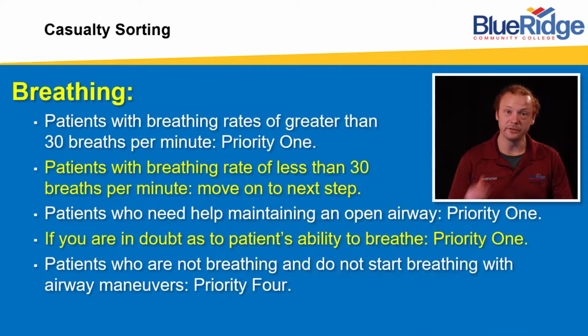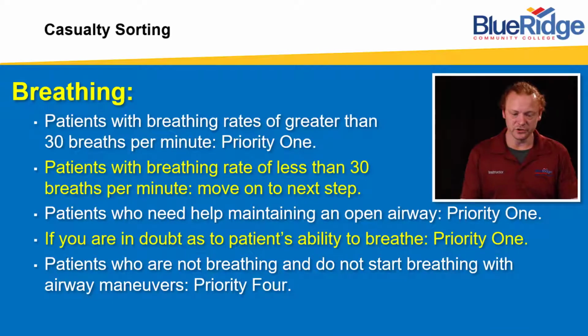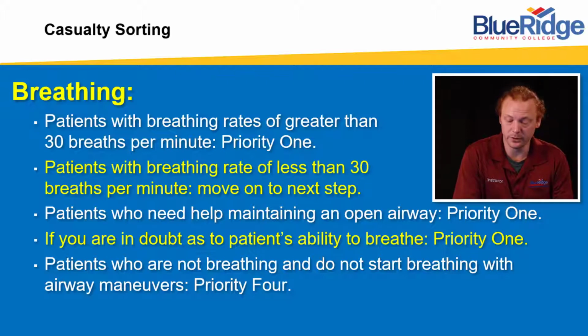So let's look at breathing first. Patients with breathing rates greater than 30 breaths per minute are tagged as a priority 1 or an immediate red tag. If the patient is breathing at a rate less than 30 breaths per minute, move on to circulation and mental status. If the patient is not breathing, clear the mouth of any foreign matter, open the airway, position the head and maintain the airway. If the patient breathes, tag them as a red or a priority 1.